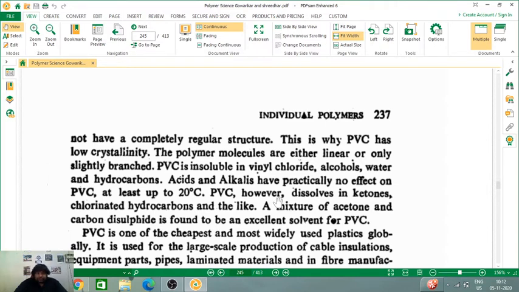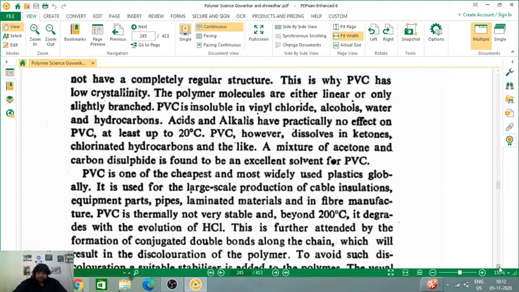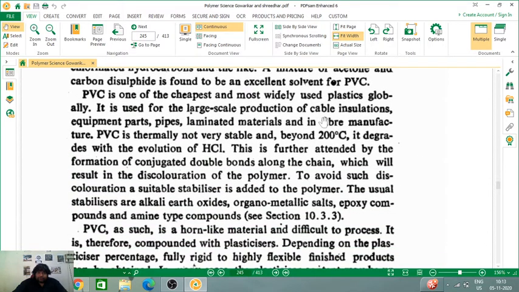PVC is one of the cheapest and most widely used plastics globally. It is used for the large scale production of cable insulation, equipment parts, pipes, laminated material, and in fabric manufacture.